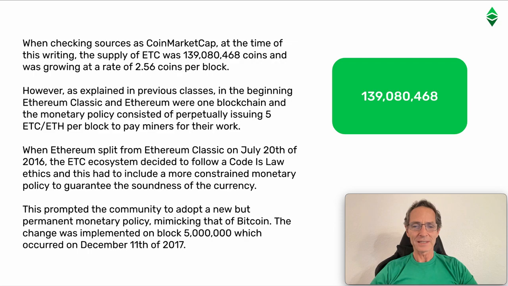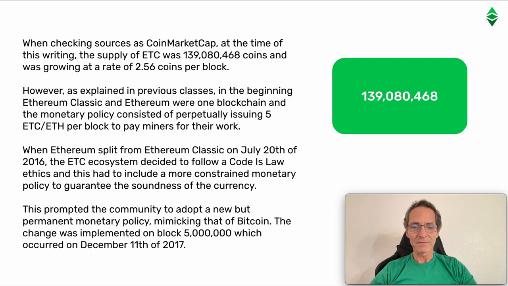When checking sources such as CoinMarketCap, at the time of this writing, the supply of ETC was 139,080,468 coins and was growing at a rate of 2.56 coins per block. However, as explained in previous classes, in the beginning Ethereum Classic and Ethereum were one blockchain, and the monetary policy consisted of perpetually issuing 5 ETC/ETH per block to pay miners for their work.